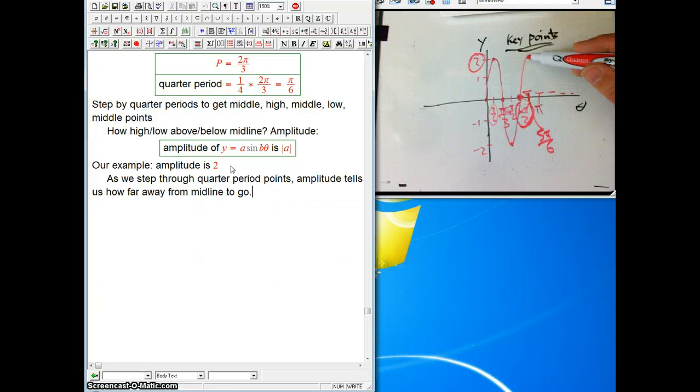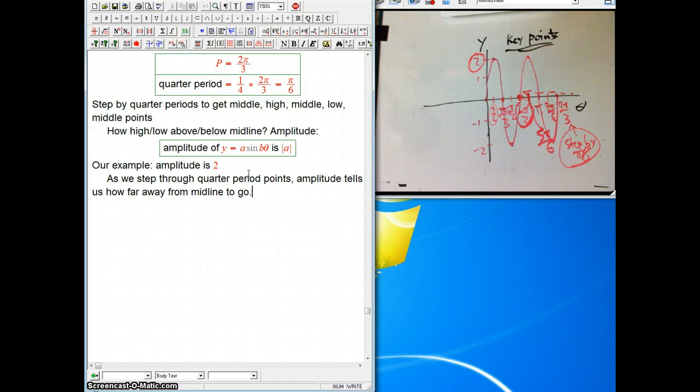Then 6 pi over 6 is pi. Next one, 7 pi over 6, and 8 pi over 6 happens to be 4 pi over 3. So 7 pi over 6 is time to go low, and then at 4 pi over 3, we're back up. There's another period. So all we have to do is, these were gotten by stepping by pi over 6s, quarter periods. So that's a really essential way to think about this.